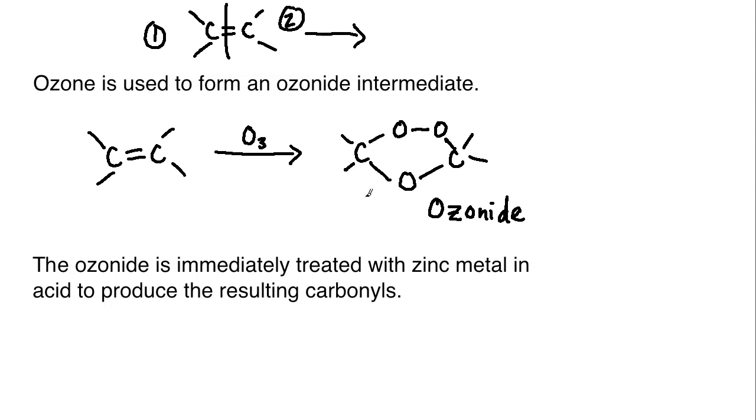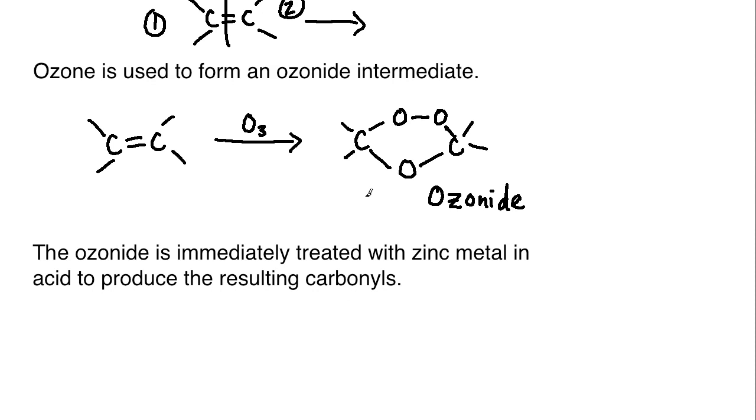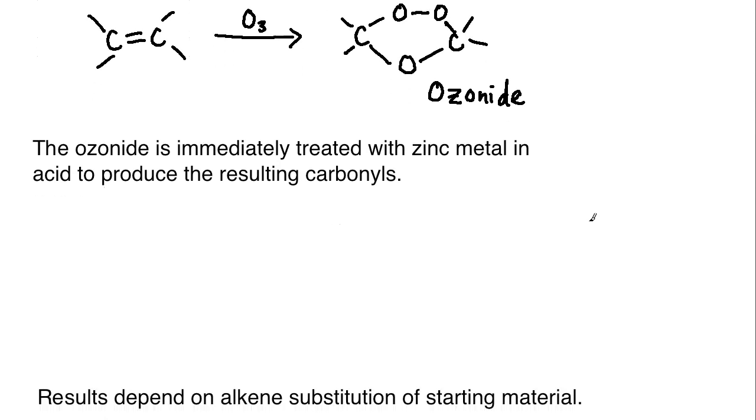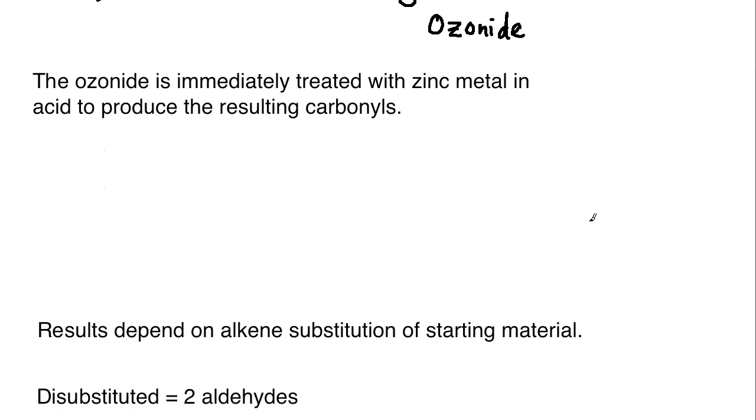You're going to see in the next step here, the ozonide is immediately treated with zinc metal in acid to produce the carbonyls that we saw in that opening step there. So let's take a look at an example in terms of what this would look like as a whole, and then we want to talk about some of the different scenarios that we could come across here.